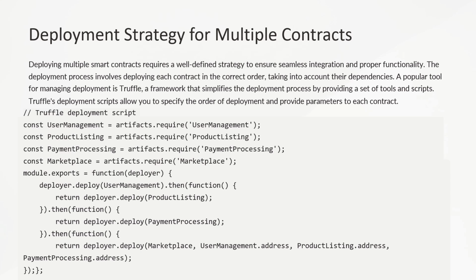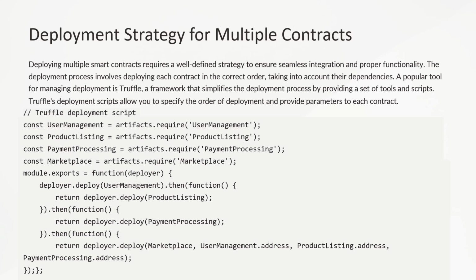process. For each contract deployment, the script uses the deployer.deploy function followed by .then to ensure sequential execution of deployments. UserManagement deploys the contract by calling deployer.deploy(UserManagement), which then proceeds to deploy the ProductListing contract after UserManagement deployment is completed using the .then function. This follows the deployment of the ProductListing contract and deploys the PaymentProcessing contract using the same chaining method. After deploying the previous contracts, the script finally deploys the Marketplace contract. The Marketplace contract's constructor is called with the addresses of the UserManagement, ProductListing, and PaymentProcessing contracts as parameters.